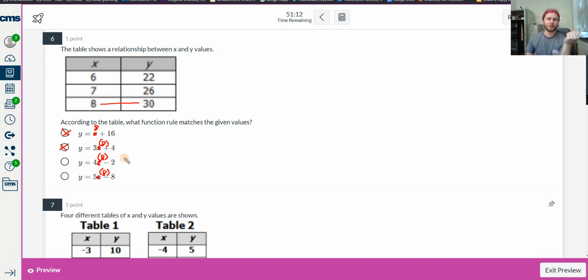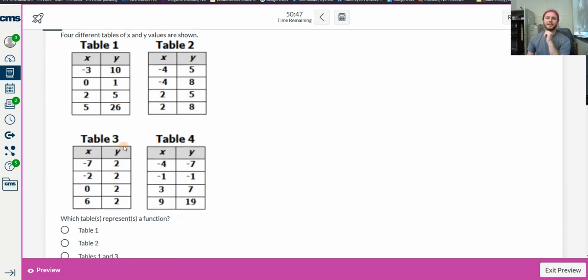4 times 8 minus 2, well, 4 times 8 is going to be 32, minus 2 does give me 30, so that works. And this one, 5 times 8 is 40, 40 minus 8, that's going to give me 32. So there we go. Looking at this part right here, we were able to figure out it had to be the third option. So that's what we get for this third option.